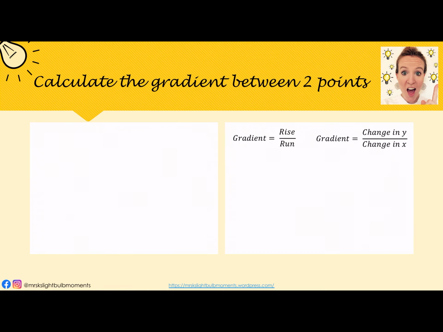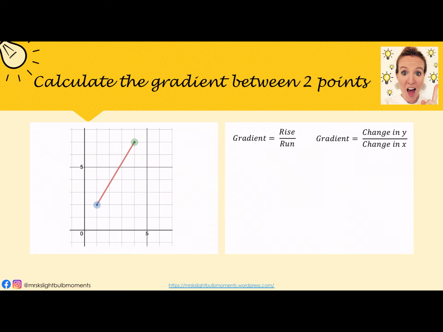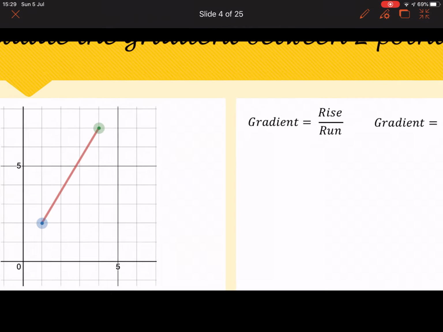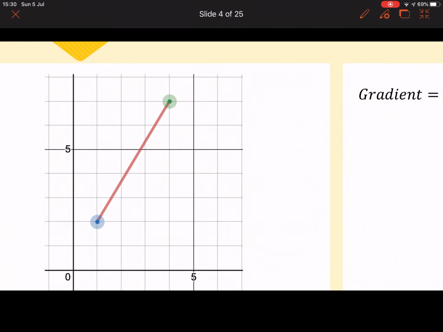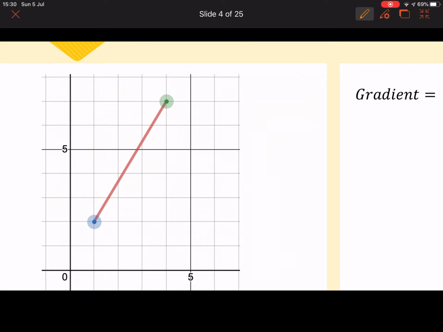So, calculating the gradient between 2 points. We might have a question like this, and we've got to work out the gradient. Now, whichever way you remember it, you might remember gradient equals rise over run, or change in y over change in x, dy over dx. Anything like that to help you remember that it's the difference in the y values divided by the difference in the x values.